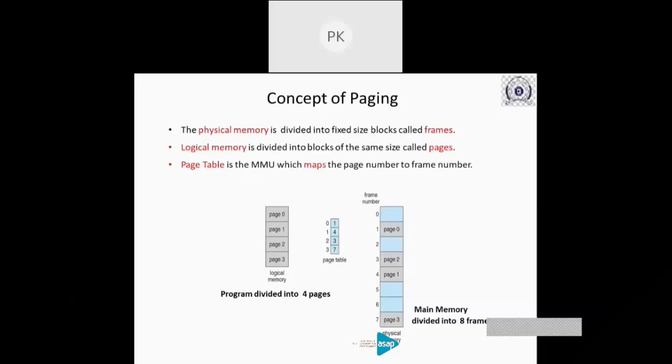You can see that the page table is indexed by the page number. So the 0th page is stored in frame number 1, and that information is given in the page table: 0, 1. The 0th entry in the page table is 1. The first entry, for page number 1, in the page table is 4. That means it is stored in frame number 4. So this is actually the concept of paging.